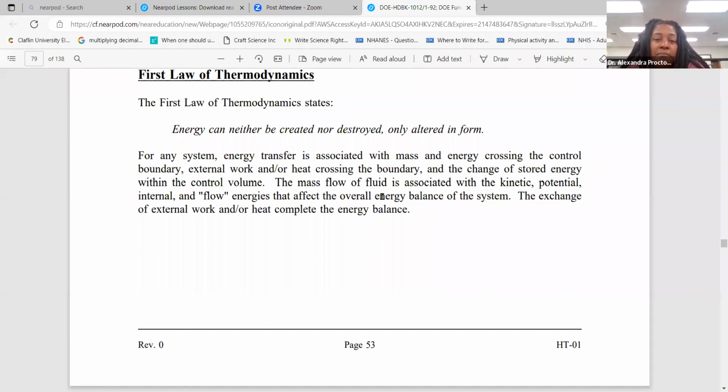So mass and energy crossing this control boundary, external work and or heat crossing the boundary, and the change of stored energy within the control volume. Mass flow of the fluid is associated with kinetic, potential, internal, and flow energy that affect the overall energy balance of the system, and the exchange of external work or heat that completes this energetic balance.